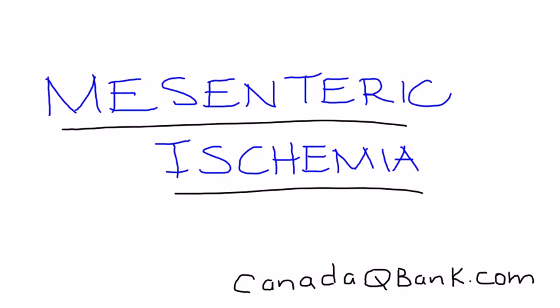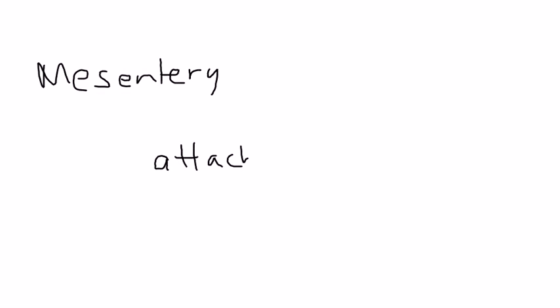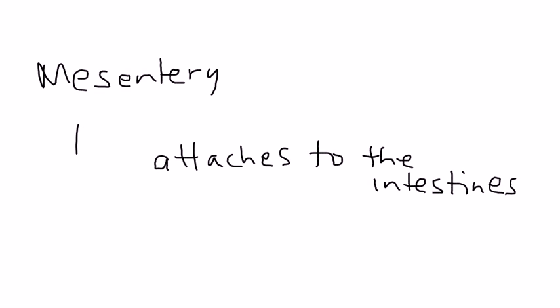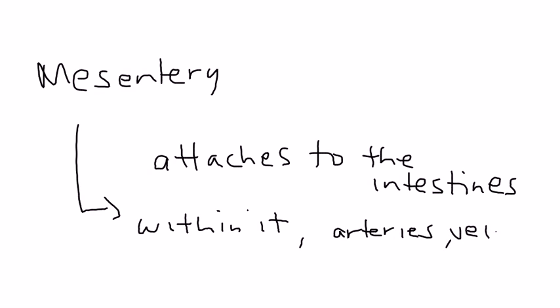Mesenteric ischemia is the topic. And the mesentery is essentially a very important part of the anatomy. It's essentially tissue that arises from the posterior wall, and it attaches to the intestines. And the important part about the mesentery is that it includes within it very important vessels, arteries and veins. And these veins and arteries supply the intestine.